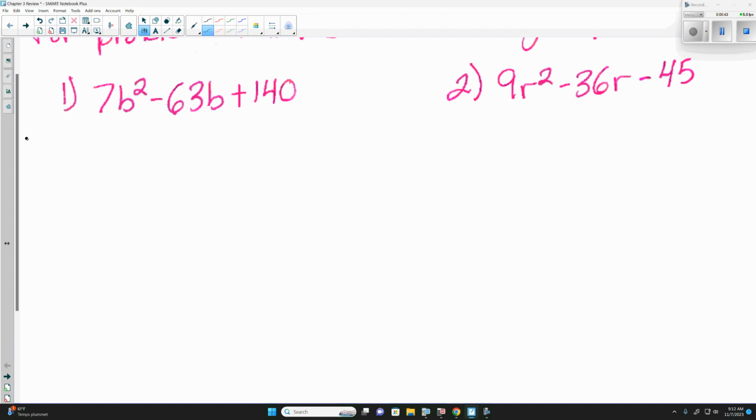So looking at one, factoring, there are several steps. I did write them on the whiteboard. The first step in factoring is greatest common factor. We're always looking for a greatest common factor, something that can go into every term. And here, the greatest common factor is 7. So we're going to divide each term by 7 and put the 7 out front. So when we take 7 out of 7b squared, we have b squared. When we take 7 out of 63, we have 9b. And when we take 7 out of 140, we have 20.